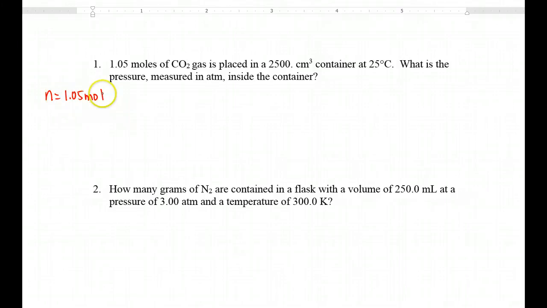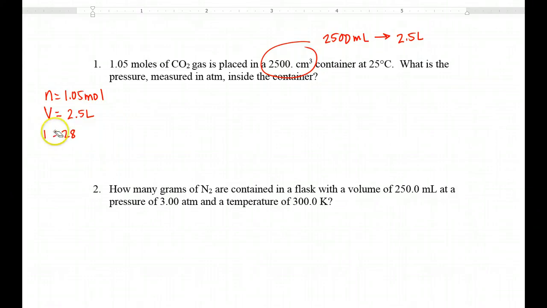We know the container is 2,500 cubic centimeters. Now we have to be very careful. When we talked about PV = nRT, we said that the volume has to be in liters in order for our units to work out properly. A cubic centimeter is the same thing as a milliliter. So when you look at 2,500 cubic centimeters, really I right away think of 2,500 milliliters. That's a little easier to visualize to do your conversion. If you move your decimal 3 places to the left or divide by 1,000, you would get 2.5 liters. So that's our given volume. The temperature is 25 Celsius, which in Kelvin would be 298.